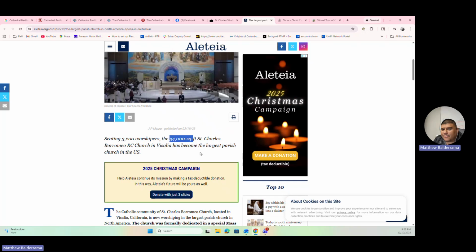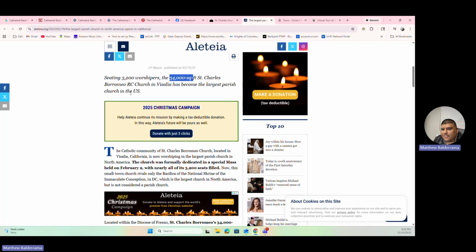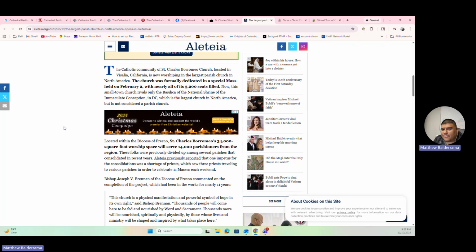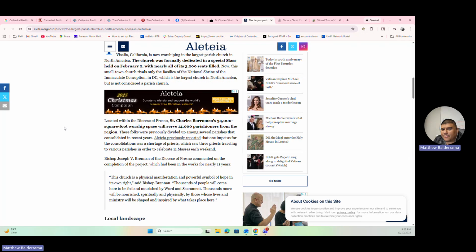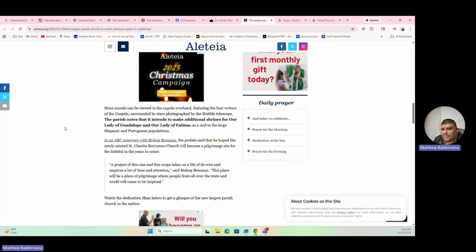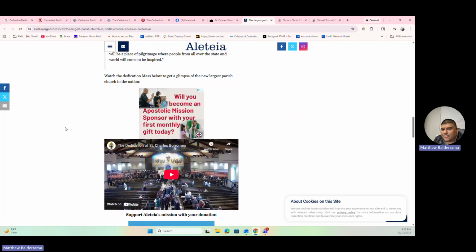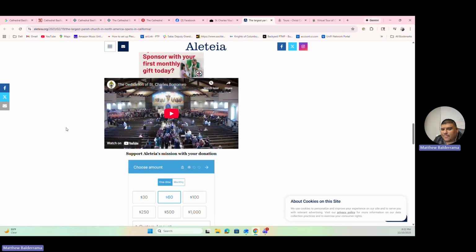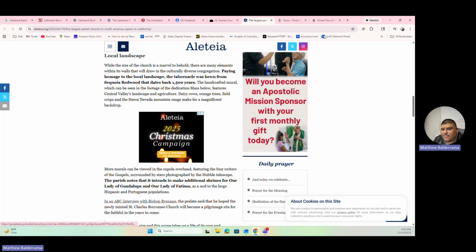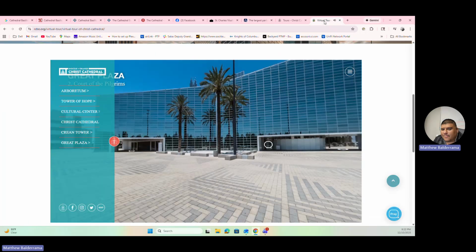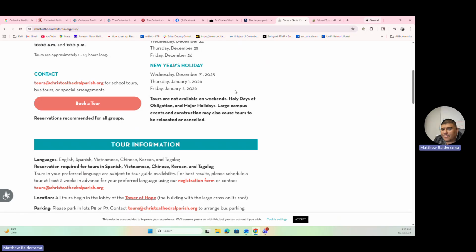Here's some information about how many people can actually sit in there. It's a 34,000 square foot church. That's the largest parish in the United States, which is really cool. It can hold 14,000 parishioners from the region that it's going to serve. So, really amazing. Shout out to the priests and the deacons and all the lay people that will be involved there liturgically.